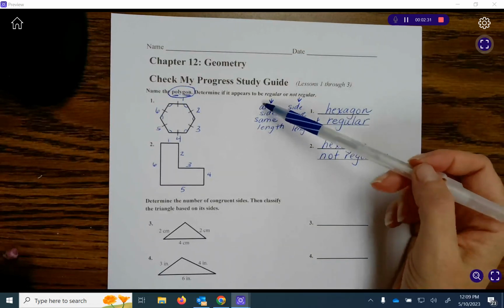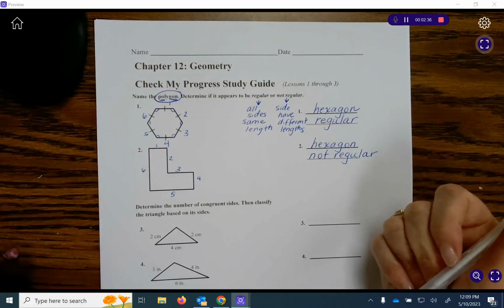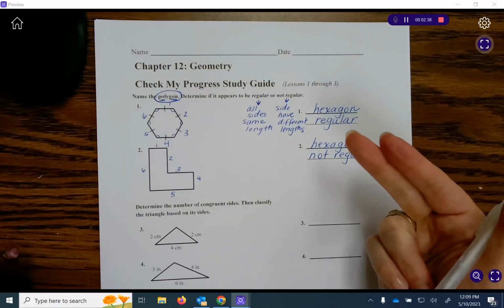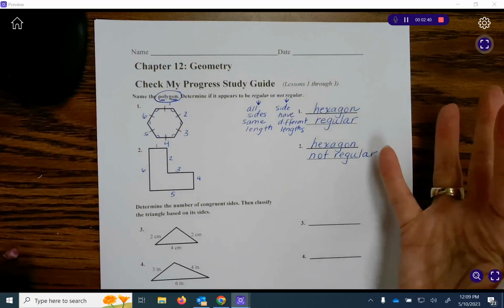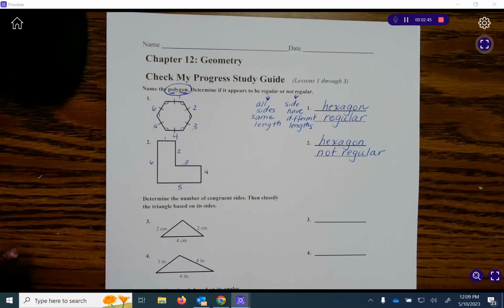For your quiz, I would know all of the names of the shapes. So triangles, quadrilaterals, pentagons, hexagons, and so on. Octagons, septagons, nonagons, all that good stuff.